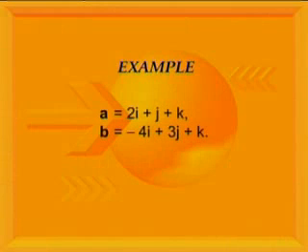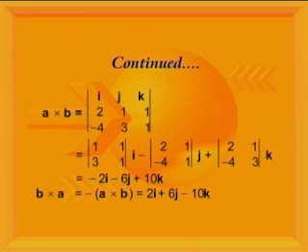Example. Given A is equal to 2i plus j plus k, B is equal to minus 4i plus 3j plus k, then A cross B is equal to the determinant, first row i, j, k, second row 2, 1, 1, and third row minus 4, 3 and 1. Solve this determinant please, and you will get A cross B is equal to minus 2i minus 6j plus 10k.